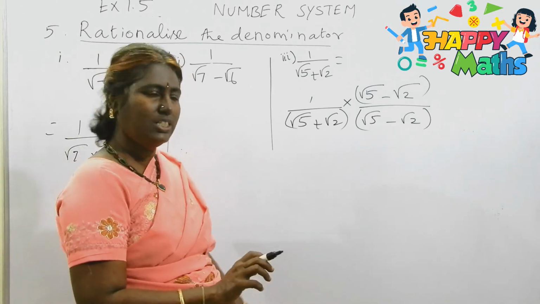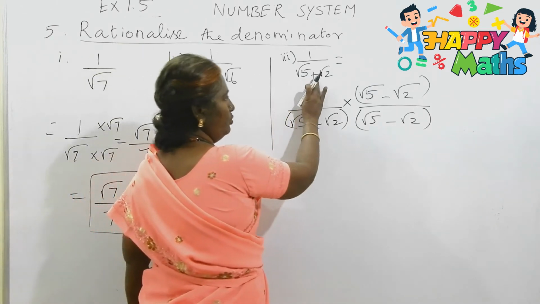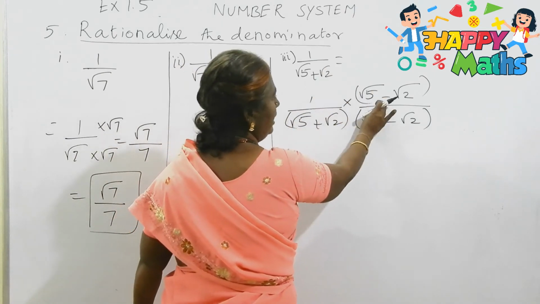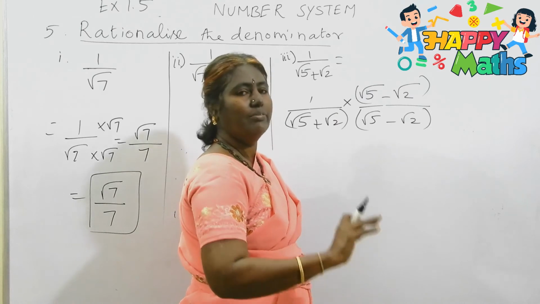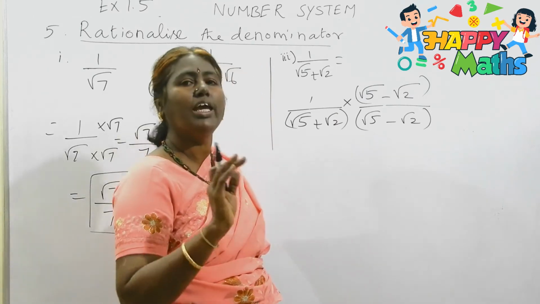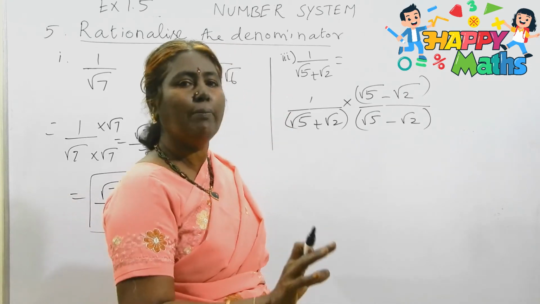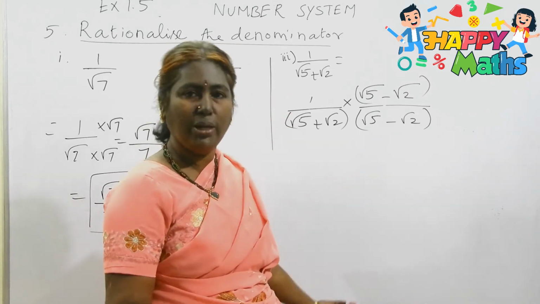Is it clear for you, my dear children? So root 5 plus root 2, and the opposite sign for us is minus. Why we are doing it is because we are making use of the formula a square minus b square. In that way, this will become a whole number. Then the denominator will become a whole number now.